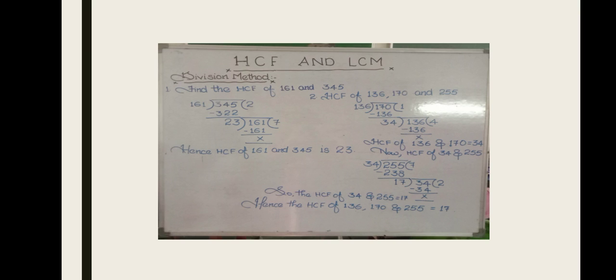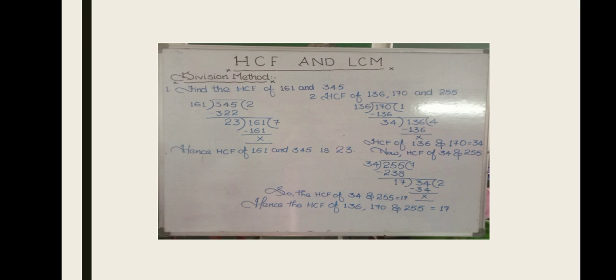So here 23 is the remainder, and this 23, the remainder, becomes the divisor, and the divisor will become the dividend. What was the divisor? 161. 161 was the divisor first, and that will become the dividend here again. So it is possible by 7. 7 into 23 we get 161, and the remainder will be 0. So we can say the HCF of 161 and 345 will be 23, the last divisor. I hope it is clear to you.